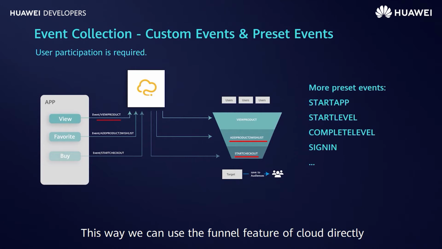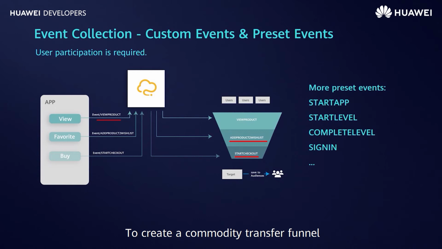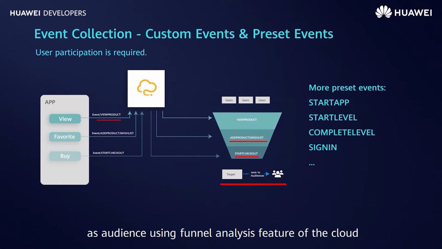This way, we can use the funnel feature of the cloud directly to create a commodity transfer funnel. Like we have introduced before, we use this funnel to filter the target user group that is interested in this commodity, and then save this group of users as an audience using the funnel analysis feature of the cloud. Then the audience interested in this commodity is created.